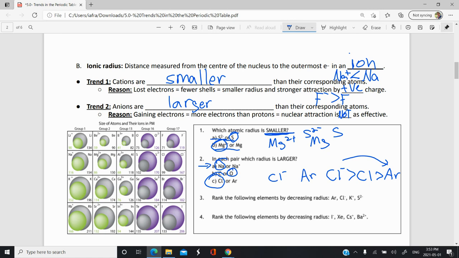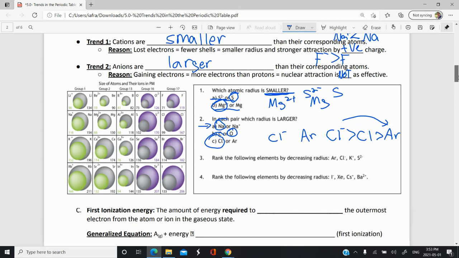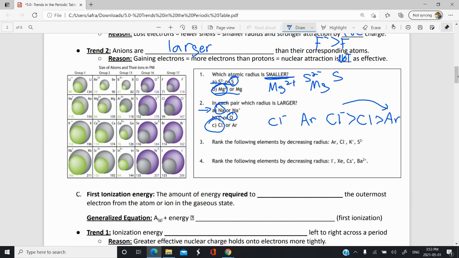So let's go ahead and try these type of questions where we have to rank the substances. We have argon, chlorine, K+, and S2- by decreasing radius. What that means is we're going from the biggest to smallest. So let's do kind of what we did before. We're going to start ranking a couple at a time and see if we can place them as we go. We already know one of these pairs, chlorine and argon. We know that chlorine is going to be larger than argon. So I'm going to go in that direction. I'm going to put my larger ones more towards the left side.